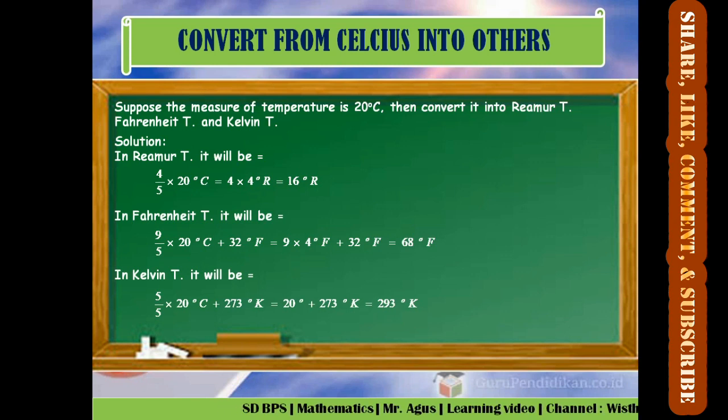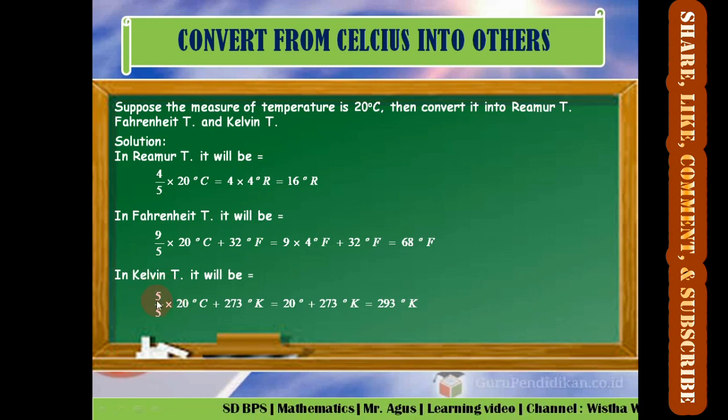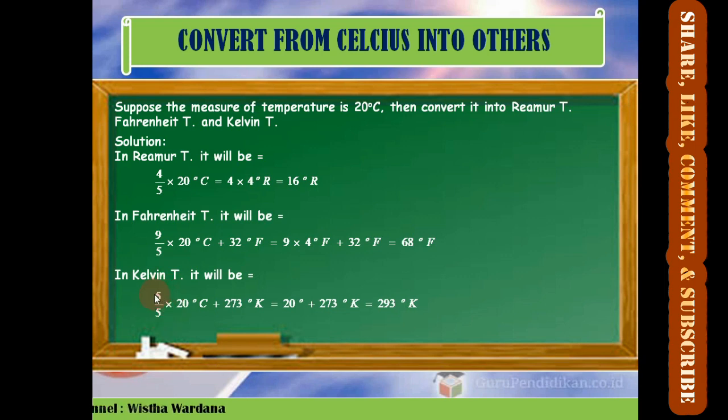Okay, next, how to change the Celsius thermometer into Kelvin thermometer. The answer is like this. The proportion of Kelvin and Celsius is the same. So we would write 5 per 5, but 5 per 5 equals 1. So no need to write the fraction like this. You can use this one.